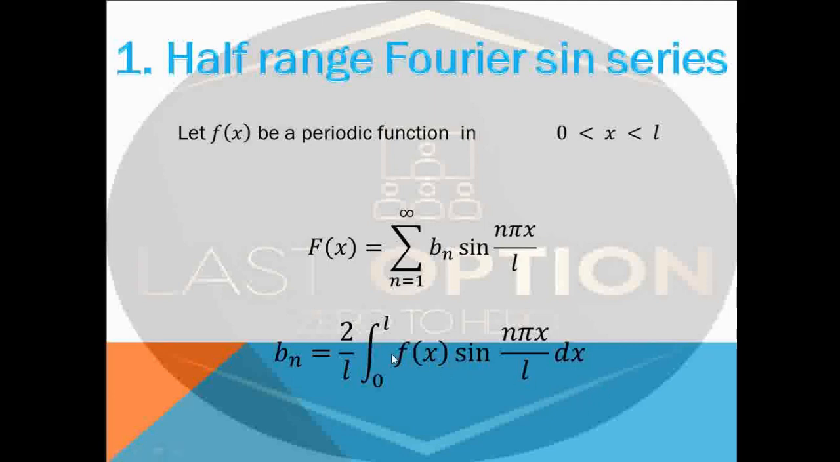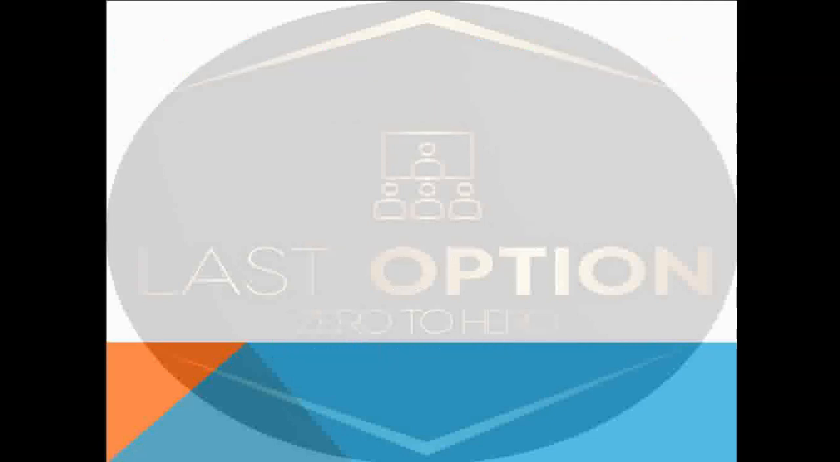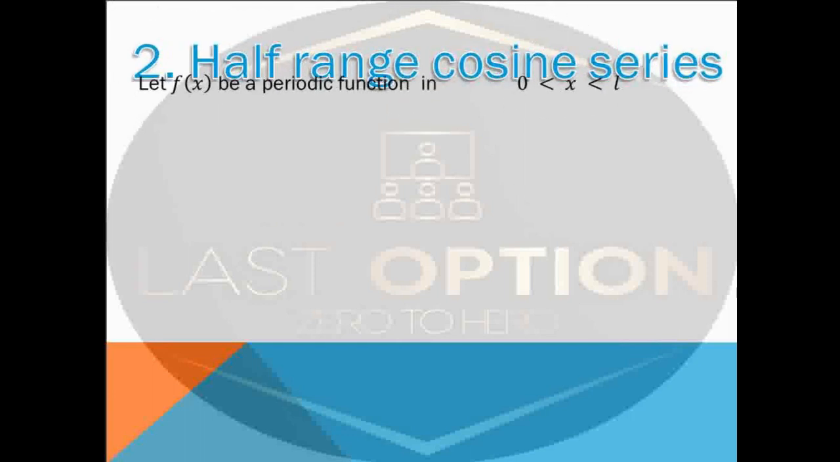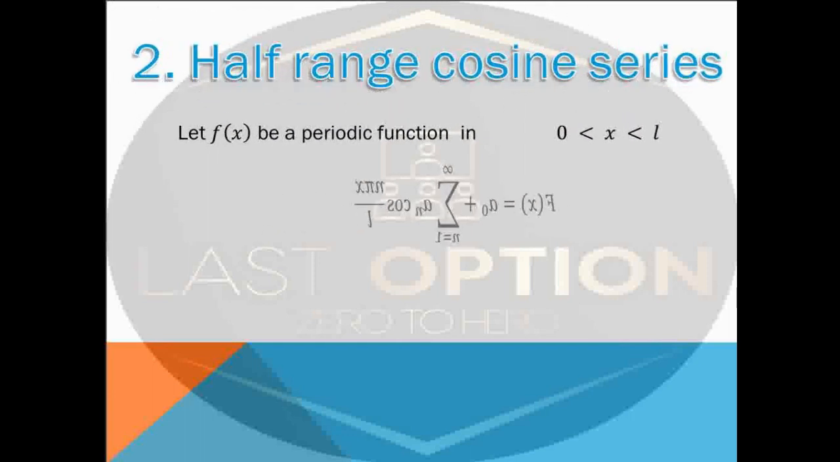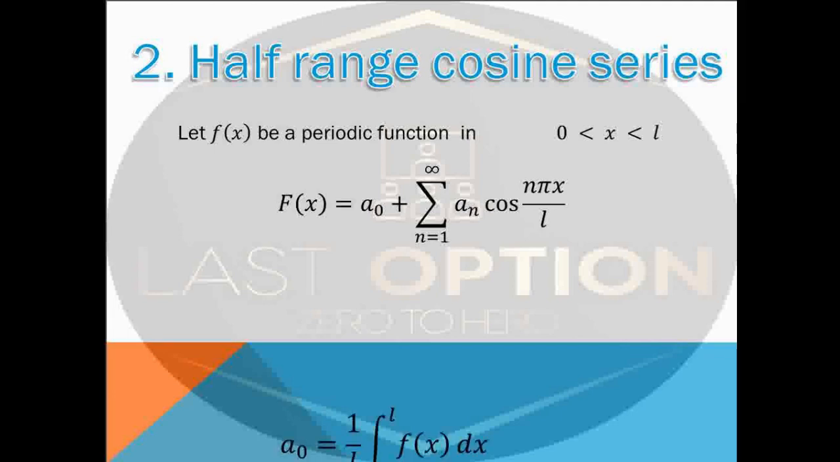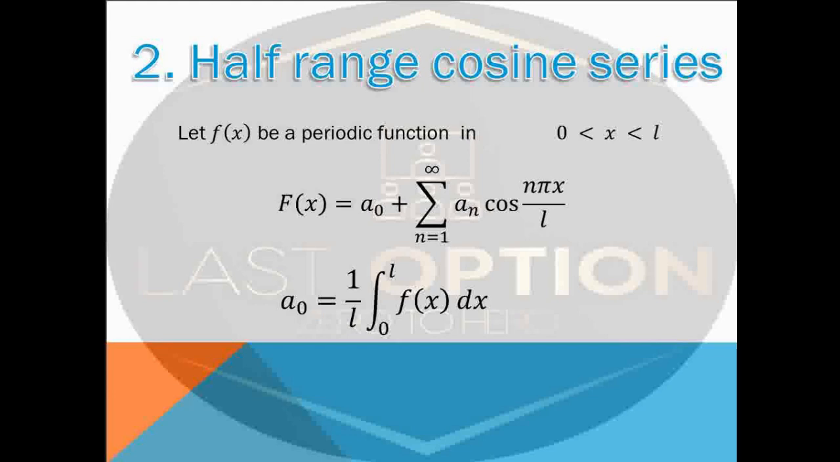In Fourier series, the 2 is not there, and the limit is from minus L to L, and everything else is the same. And in the half range cosine series, we take the same function from 0 to L, and f of x is equal to a0 plus summation of an cos(n pi x upon L) from n equal to 1 to infinity. And a0 here is equal to 1 upon L integration from 0 to L of f of x dx.